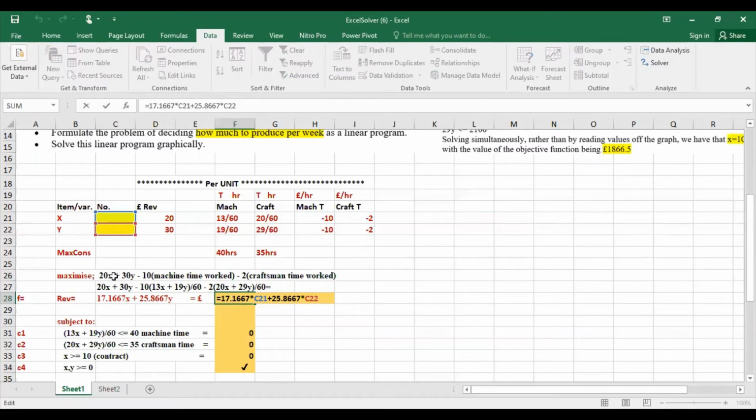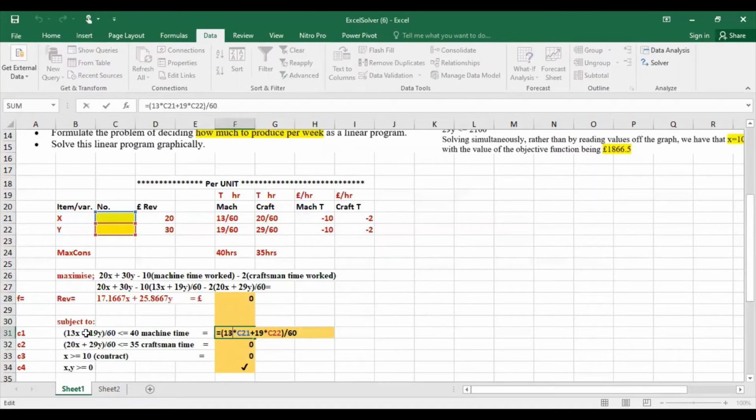17.167, I got it by simplifying this equation and multiplying it with this cell. This is the blank cell, and you will get the value after applying the solver. Plus 25.8667 multiplied by C22. You will click on this cell, that is C22, and you will apply the formula like this.